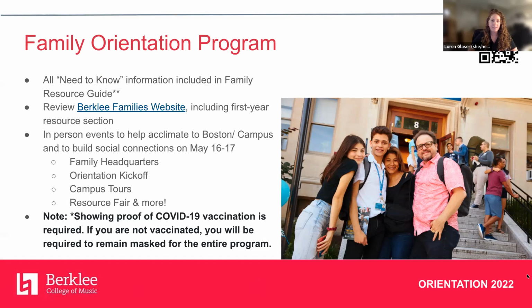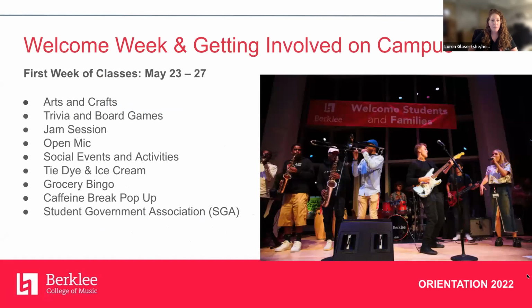Okay, we can go to the next slide. Great, so I'm going to jump back and talk a little bit more about Welcome Week and how to get involved on campus. So this information is for students. Orientation is a week long, so it is May 16th to May 20th, like Rosemary shared. And then the first week of class is May 23rd to the 27th. So during the first week of class, we're going to have something called Welcome Week. So this is an opportunity during the first week of classes for students to continue to get involved on campus.